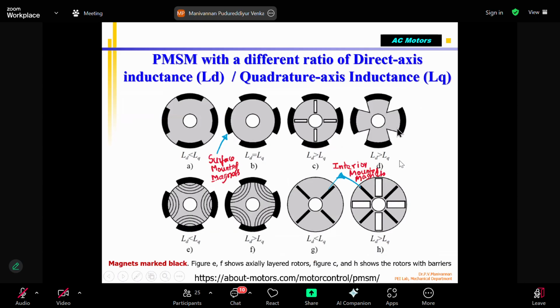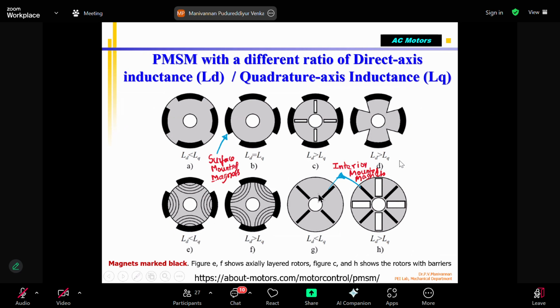So then we have two types. One is called surface mounted. These four are magnets that are mounted; the black color is the magnet, and the gray color is the rotor core on which the magnets are mounted, called surface mounted magnets. This gives evenly distributed magnetic flux between the stator and rotor. The gap will be even over this one. Because of that, the torque generated will be smooth. The advantages I have already told you.